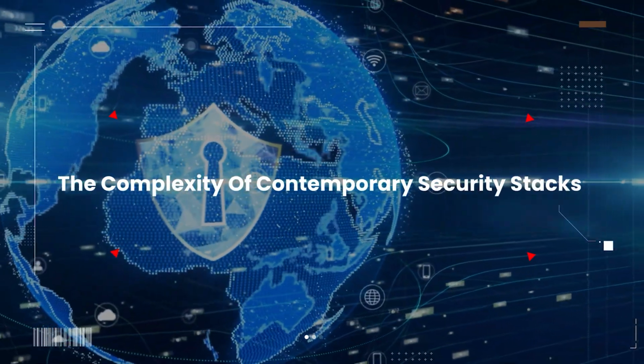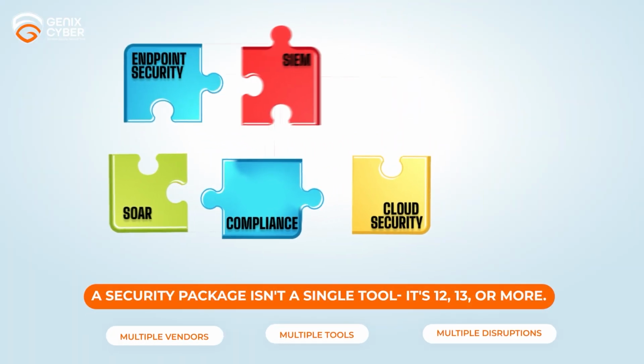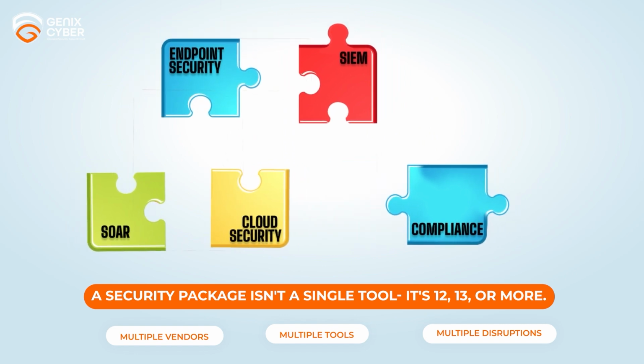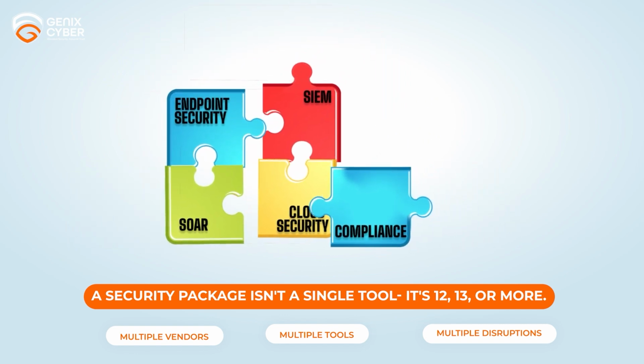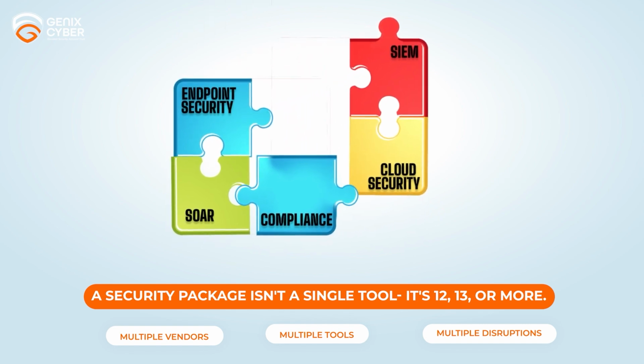The complexity of contemporary security stacks. Most organizations don't rely on a single security platform. Even the MXDR providers, or managed detection and response, be it extended or not, themselves use multiple tools, often from different vendors. A typical security stack includes at least 12 to 13 core technologies like SIEM, SOAR, endpoint security, cloud security, and then you have your compliance management, you have your application security to be concerned about, and more. And that's where the challenge begins.